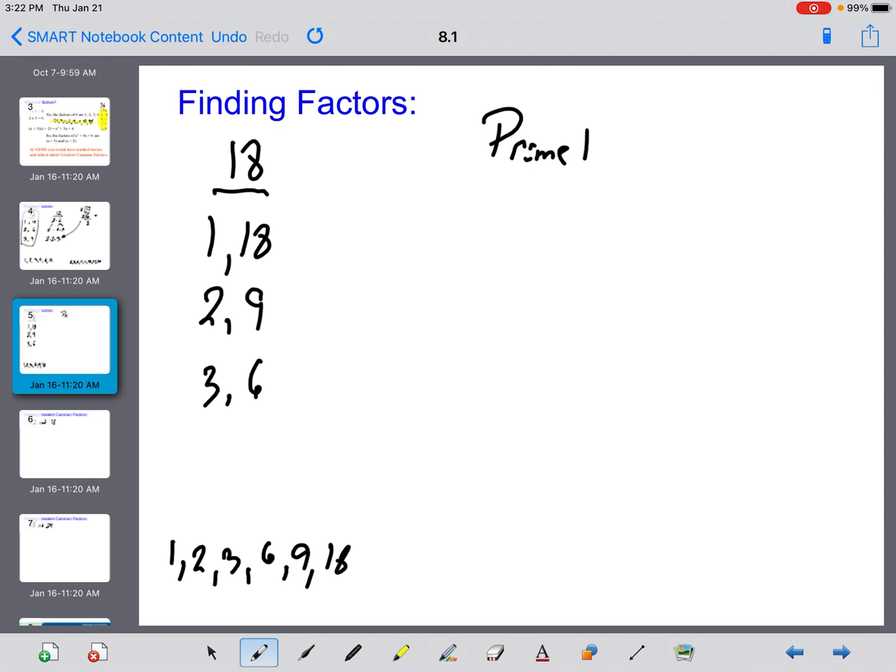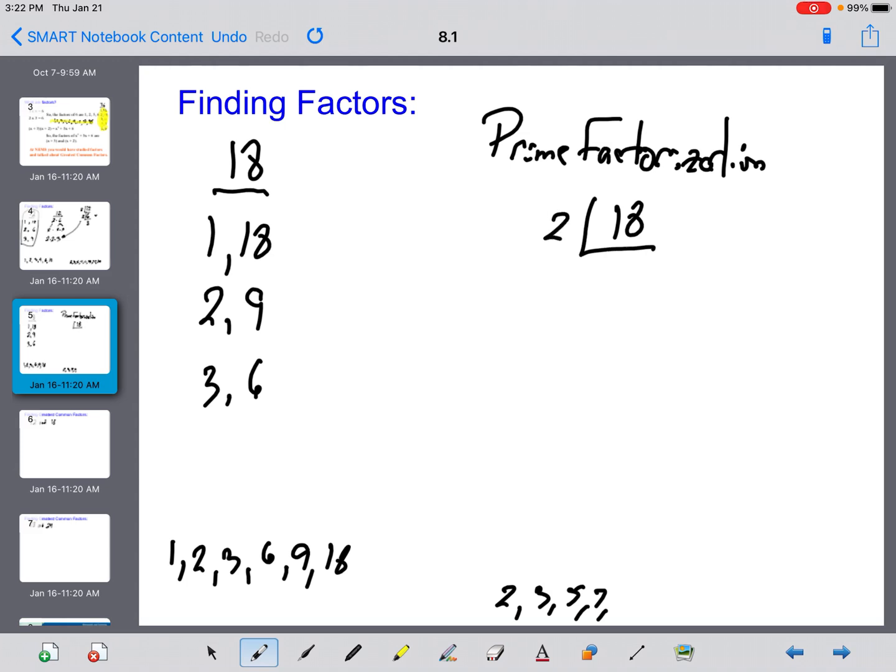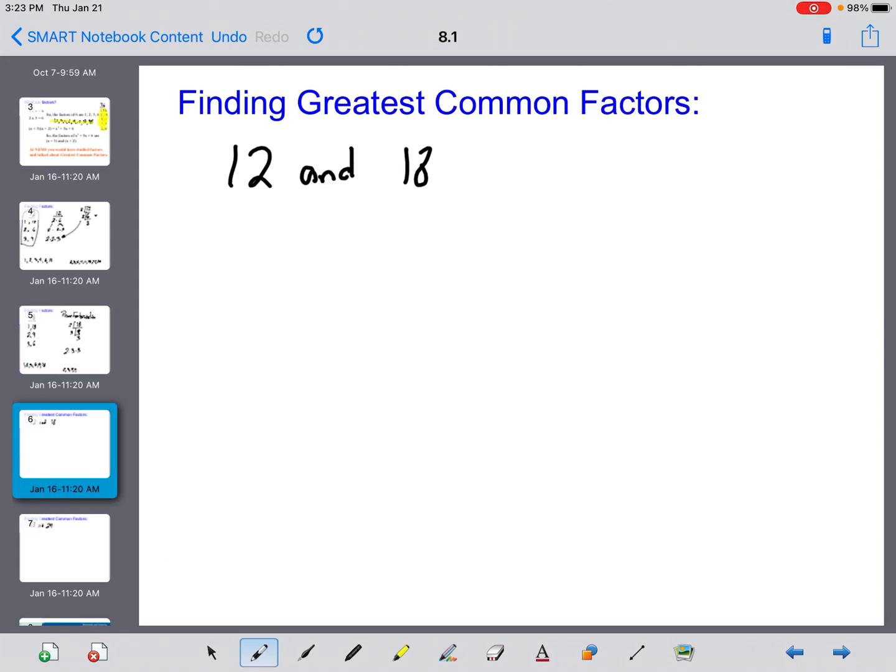But let's talk about the prime factors. Let's do the prime factorization of 18. Remember, the prime numbers are numbers like 2, 3, 5, 7, and so on. The smallest prime number in the world is 2. 2 does go into 18 because it's even, 9 times. 9 is not a prime number, and 9 will not divide by 2. So what's the next prime number? 3. How many times will 3 go into 9? 3 times. So that is the prime factorization of 18.